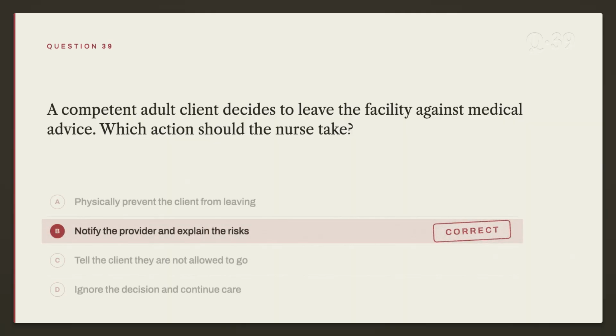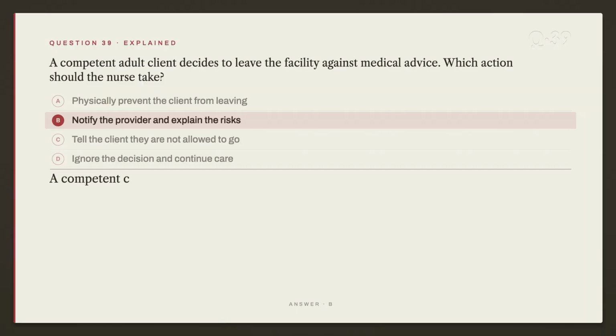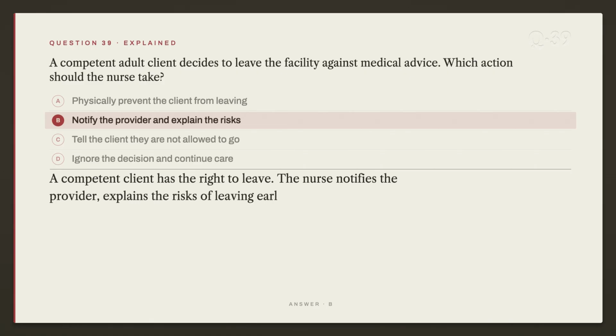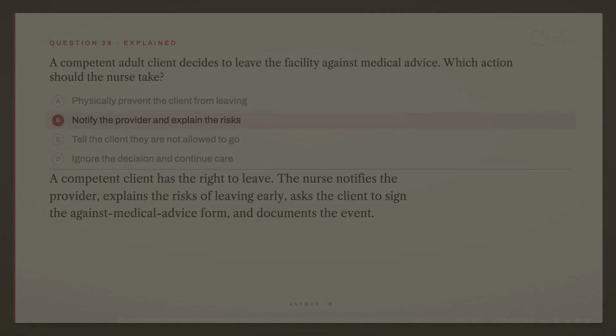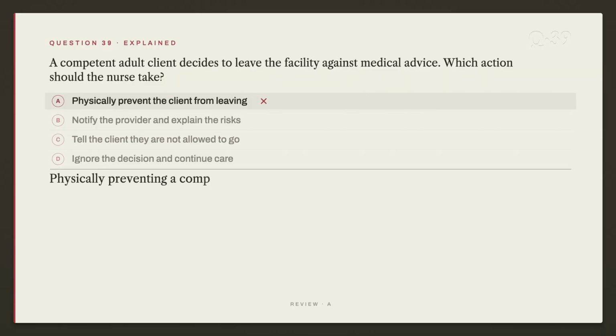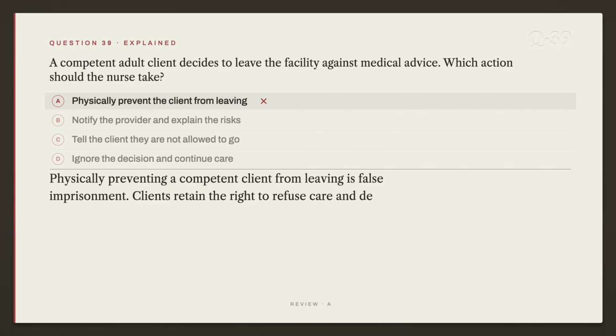The correct answer is B. Notify the provider and explain the risks. B is correct because a competent client has the right to leave. The nurse notifies the provider, explains the risk of leaving early, asks the client to sign the against medical advice form, and documents the event. A is wrong because physically preventing a competent client from leaving is false imprisonment. Clients retain the right to refuse care and depart, so restraining the client here would be unlawful.